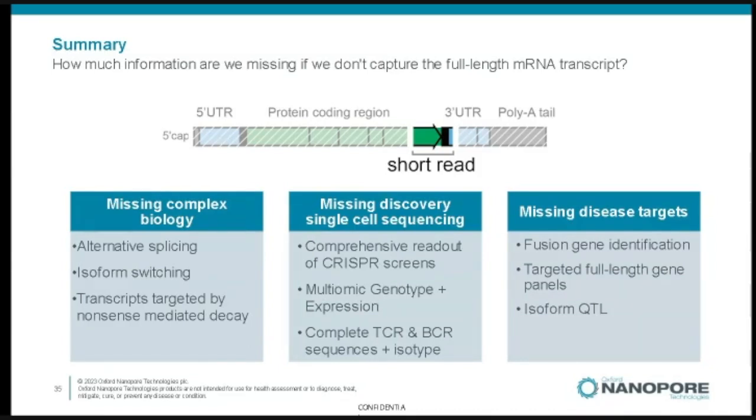For single-cell sequencing, you might be missing the discovery of comprehensive readout screening of CRISPR, multi-omic, genomic and expression, complete TCR-BCR sequences, and the isotype of the antibody. For fusion gene identification, you could be missing the disease target, the targeted full-length gene panel, and the isoform.